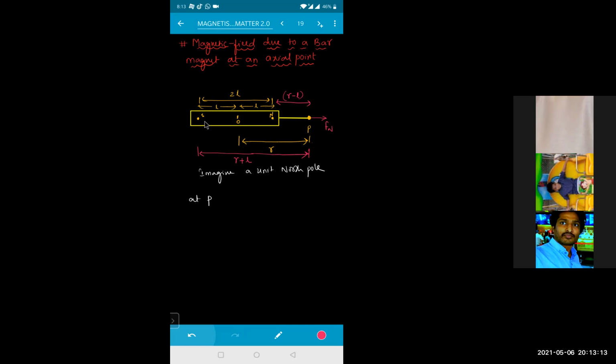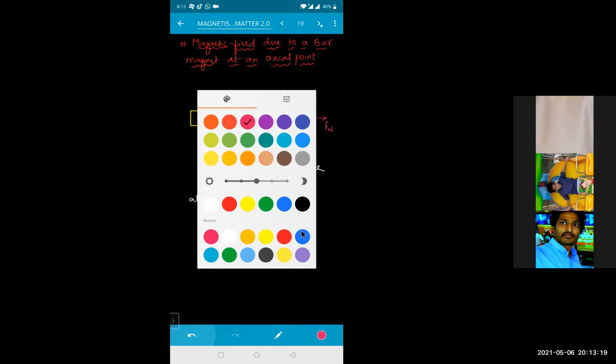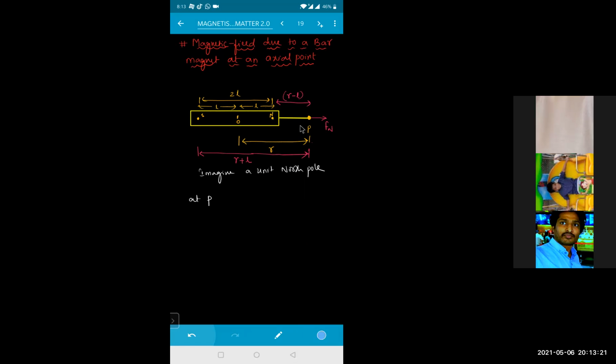Clear. Now this is the south pole and this is your north pole. So what will happen between south and north? మధ్యలో ఏం జరుగుతుంది? Attraction, sir. It will move towards. Attraction. So the unit north pole will try to attract towards the south. So there will be a force in this direction due to the south pole.